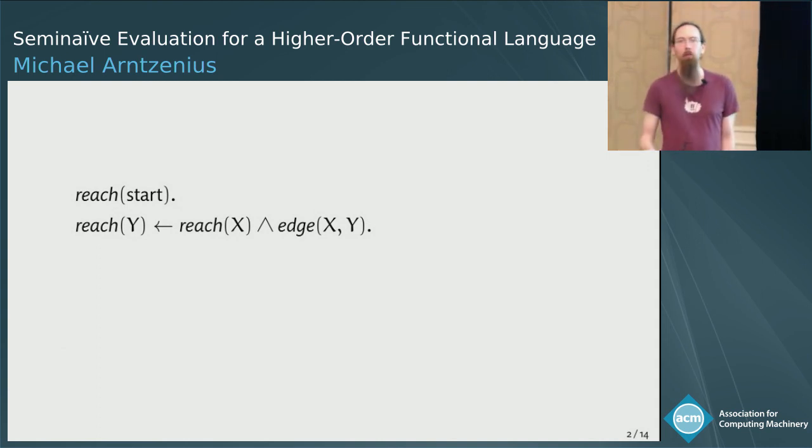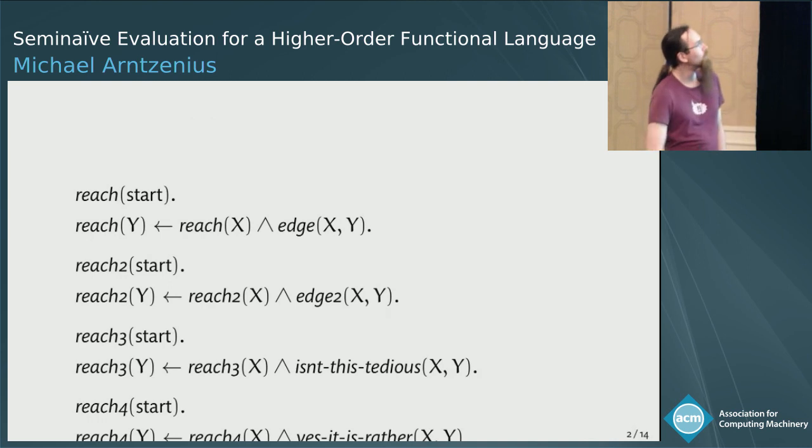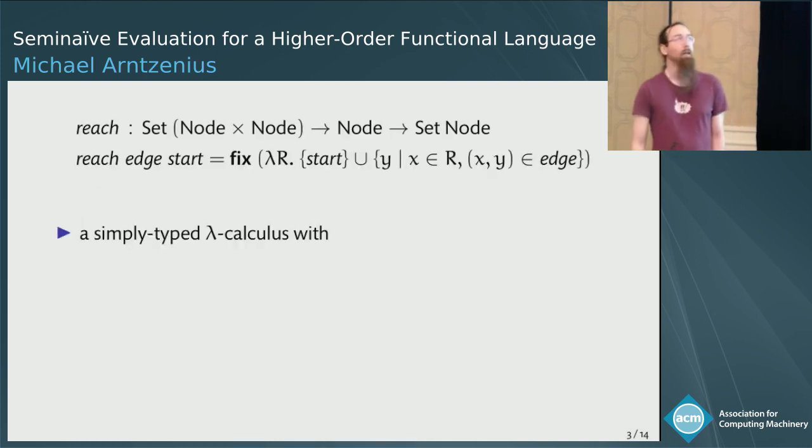But Datalog has a problem, which is if we want to do this for multiple different graphs, we have to repeat ourselves. Once for every graph that we want to find reachability in. And that's kind of annoying. If we were mathematicians, we'd just say, look, this is a function. It takes a set of edges.